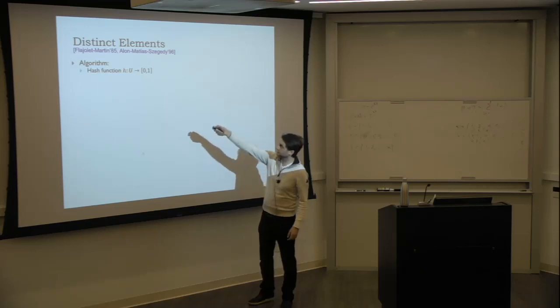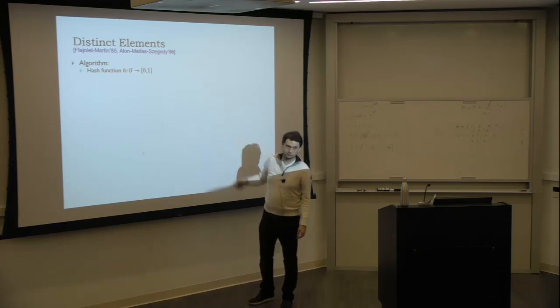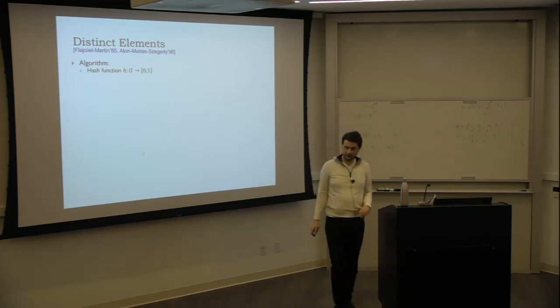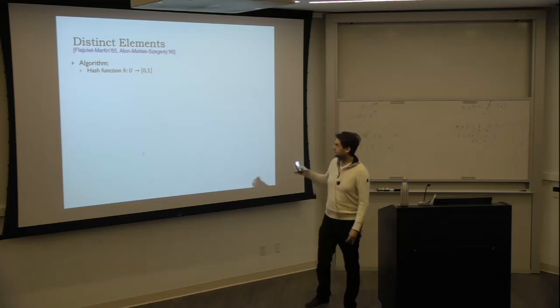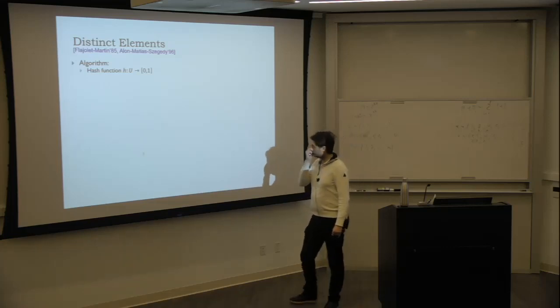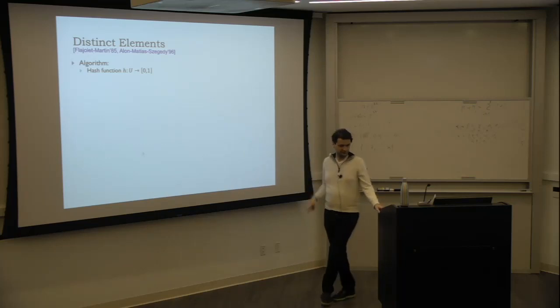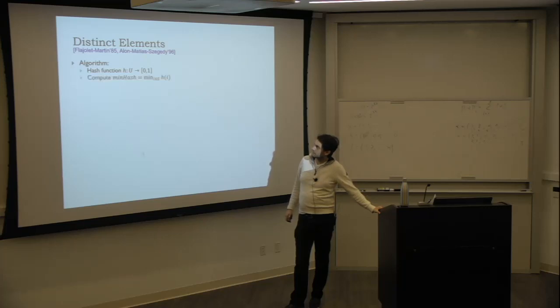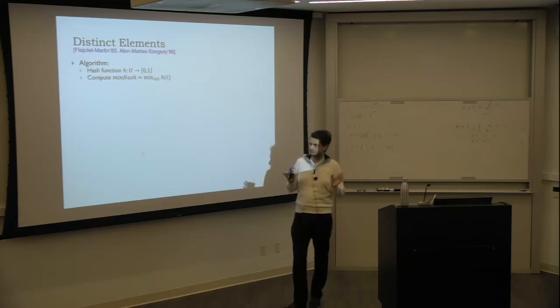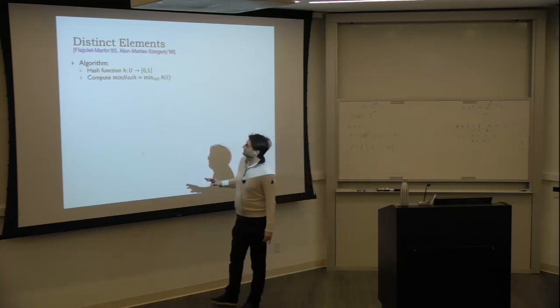So pick a hash function that maps this universe into the real interval from 0 to 1. Again, we pick random reals. We can't really do this in practice, but stick with me for a moment. That won't be a very big issue. Let's assume that we can pick these random reals. So this is a hash function, and somehow we have access to it and can store it. So let's not worry about that issue.